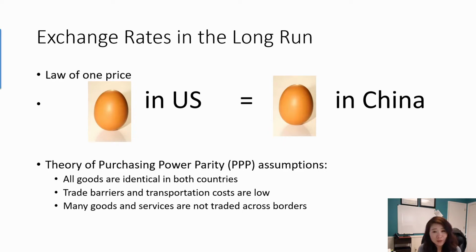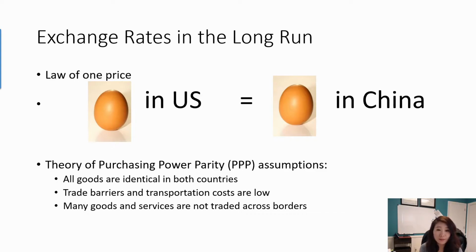The second assumption is very important, though you will obviously think it's very unrealistic. That is that trade barriers and transaction costs are low. Just like I talked about with eggs, in the real world, if you ship eggs from China to the US, there are a lot of costs involved: shipping cost, labor cost, and also inspection cost. But in this theory, we assume none of those exist, so the goods can freely transfer across the boundary. Those are the important assumptions.